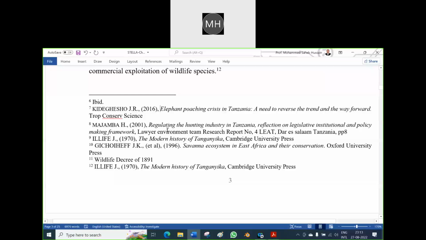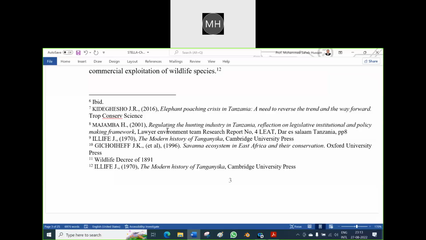Regulating the Hunting Industry in Tanzania: Reflections on the Legislative, Institutional, and Policy Making Framework. The Law and Environmental Team research report is a report. Okay. So that is the title of the article regarding the hunting industry in Tanzania. When you are writing the title of the article, again you have to keep it in mind. Except the article, except the preposition, except the conjunction, every first word should have a capital letter.